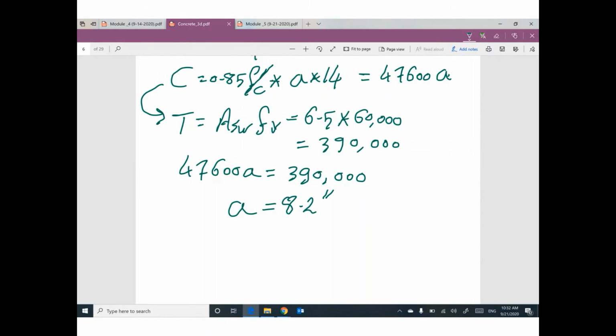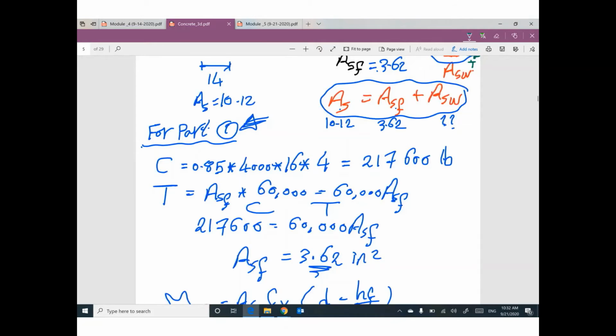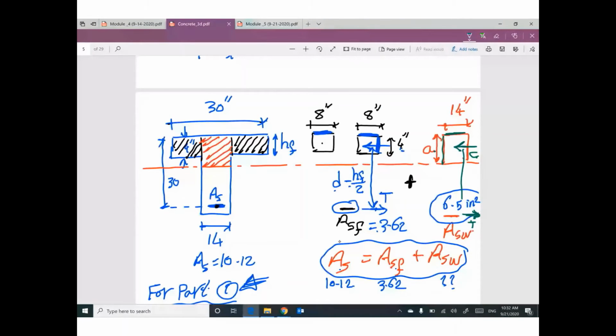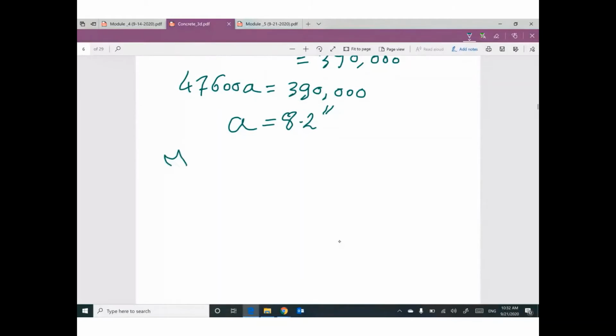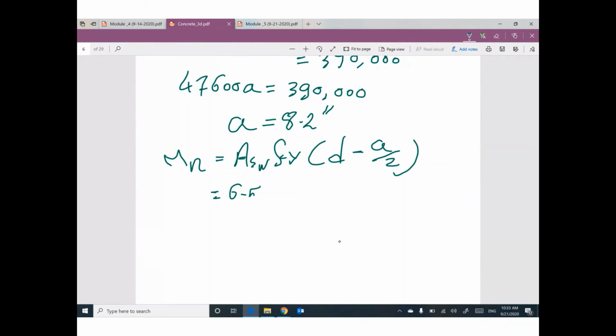The distance in between is d minus a divided by 2. So nominal moment for the second part will be area steel web times f yield times d minus a divided by 2. Go ahead and put your numbers: 6.5, 60,000, depth 30 minus a 8.2 divided by 2. So I can figure out this nominal moment for the second part.